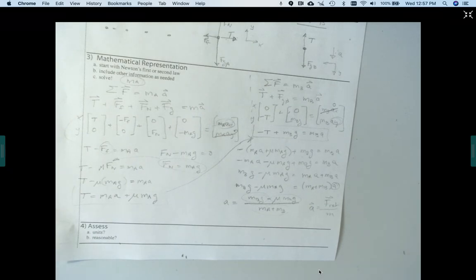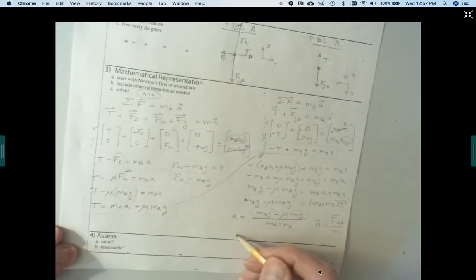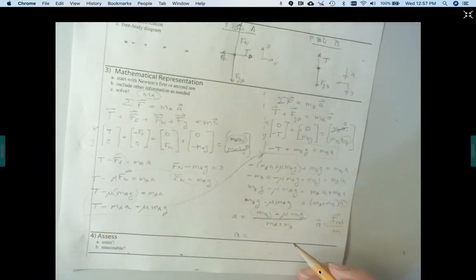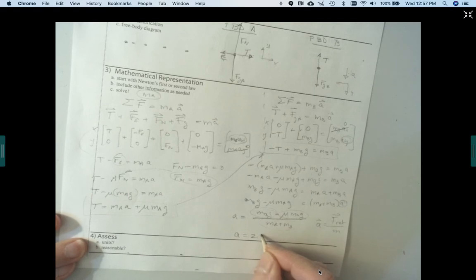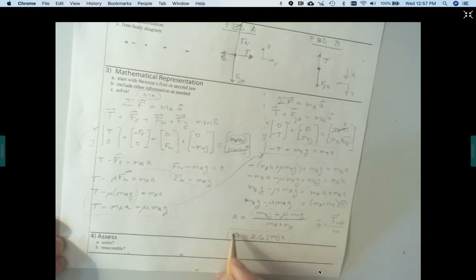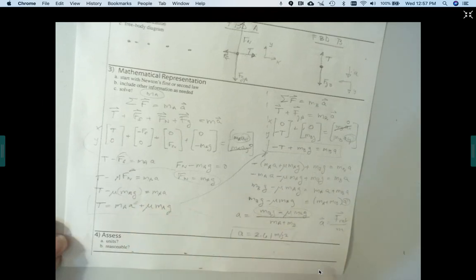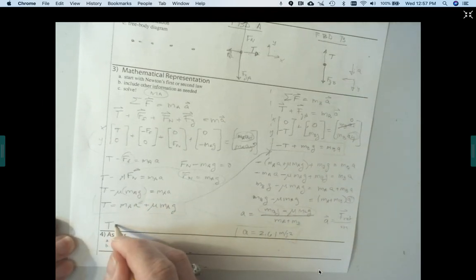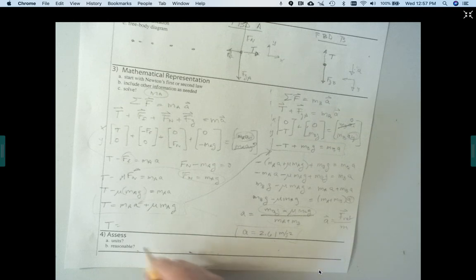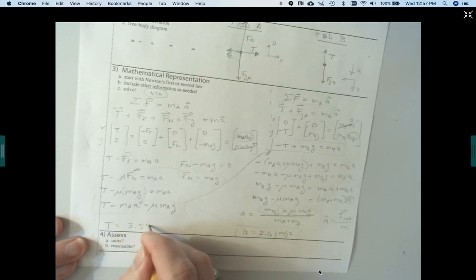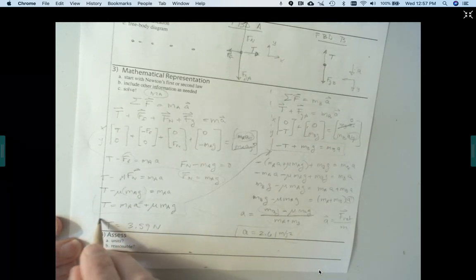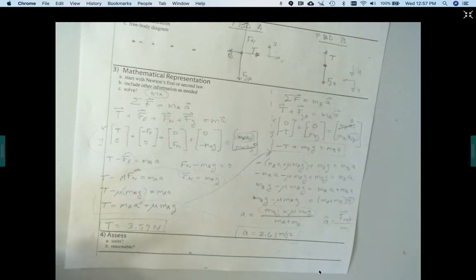Okay, so if I plug in my numbers, you guys can try and do that as well. I get that the acceleration is 2.61, but definitely check me. I've been known to make mistakes before. And then I can come back over here, plug in A, and solve for tension. And I got 3.59 newtons. Again, check me. Extra credit if you find a mistake.